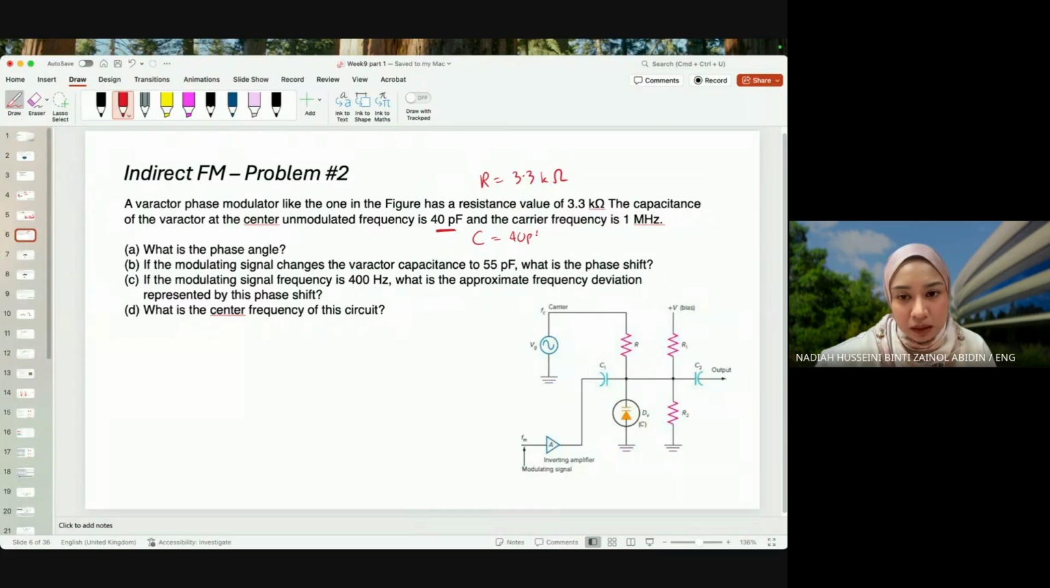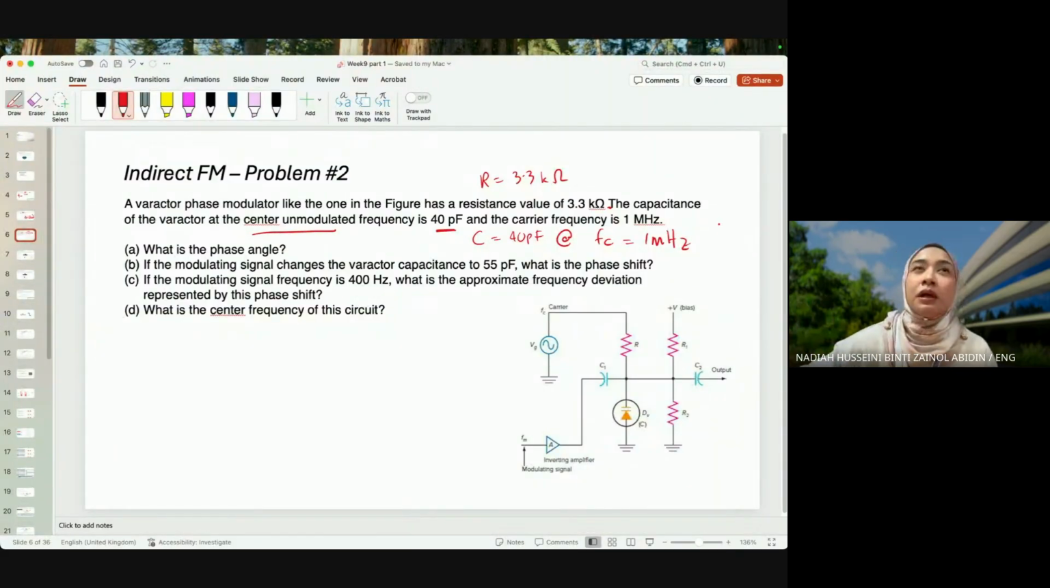What does it mean by the capacitance? The capacitance of the varactor at the center unmodulated frequency, which means the capacitance value at FC, at the center frequency. Okay, let me not write it like that, that looks like a C. That's supposed to be an at, okay? And the carrier frequency is 1 megahertz.